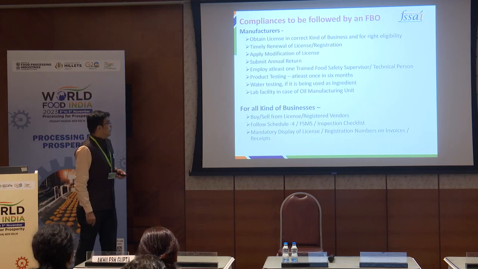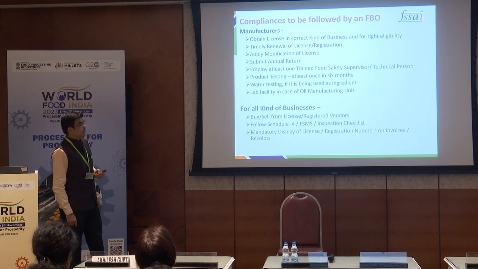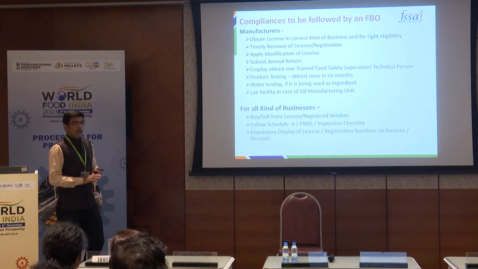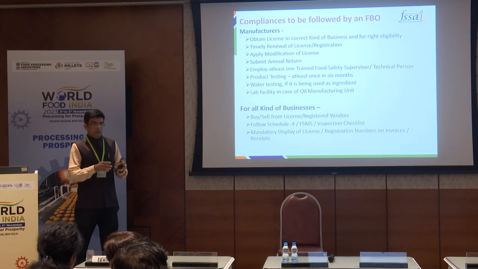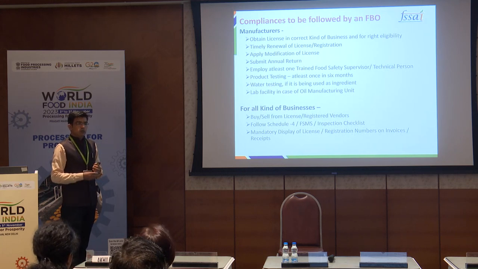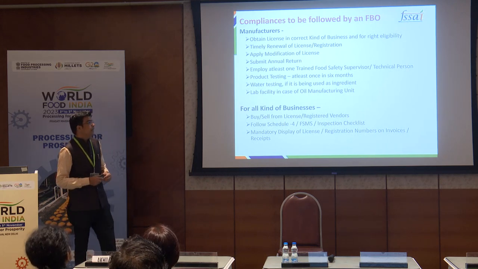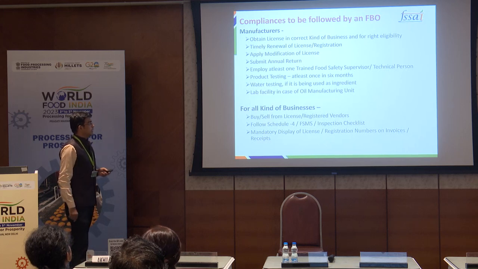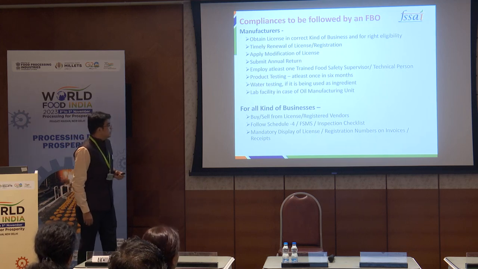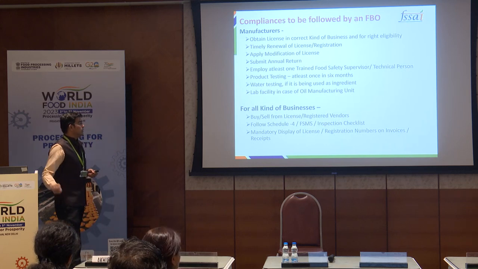Then you are required, as a manufacturer, to employ at least one trained food safety supervisor or technical person. Then product testing: the n number of finished products you are making, you have to get them tested at least once in 6 months, either through your own lab, an FSSAI notified lab, or any NABL lab. That test has to be uploaded on the FOSCOS portal. Then water testing, if it is being used as an ingredient, has to be done once per year.